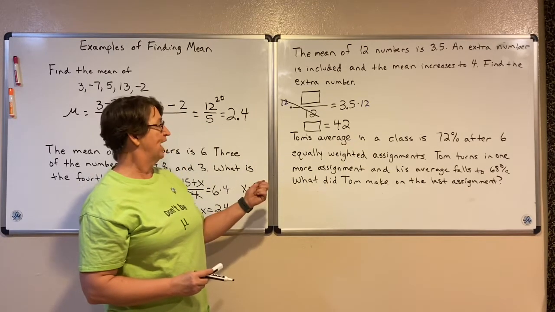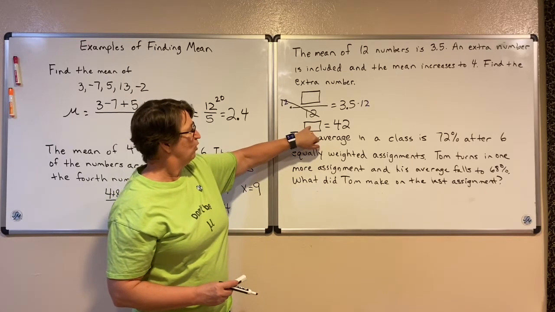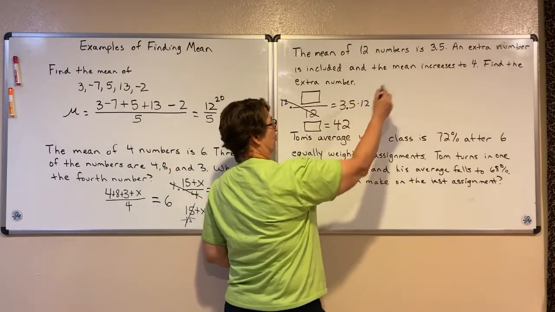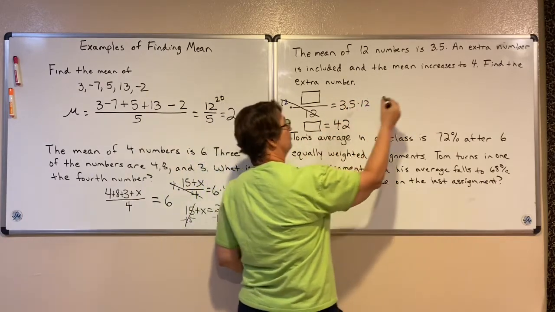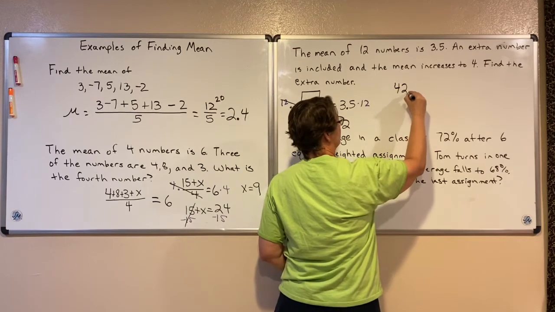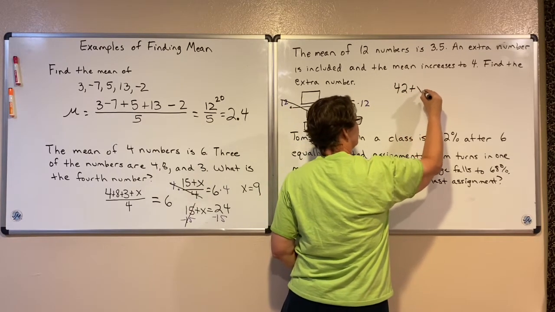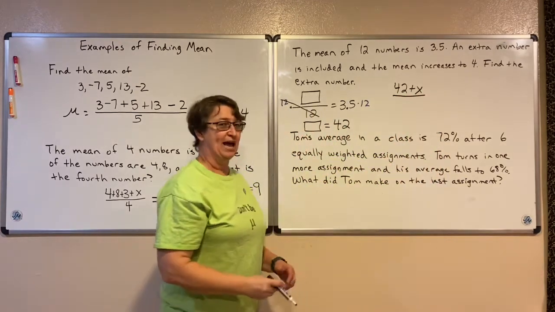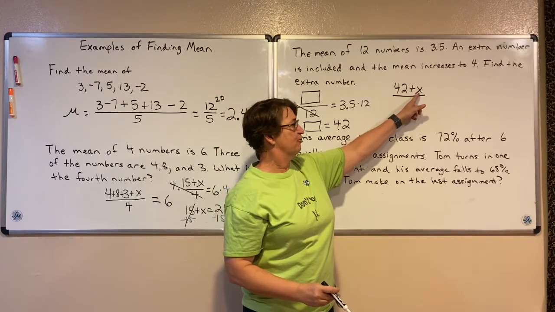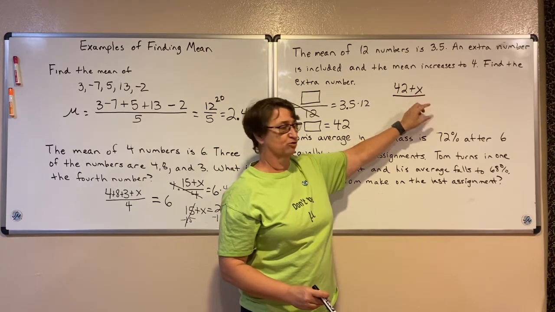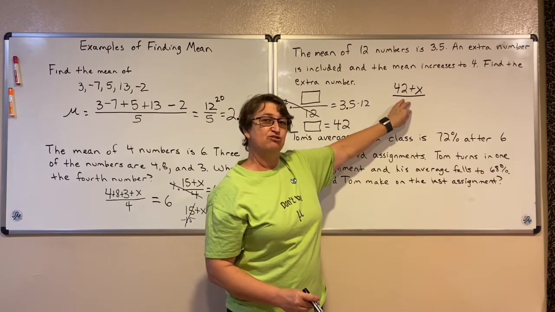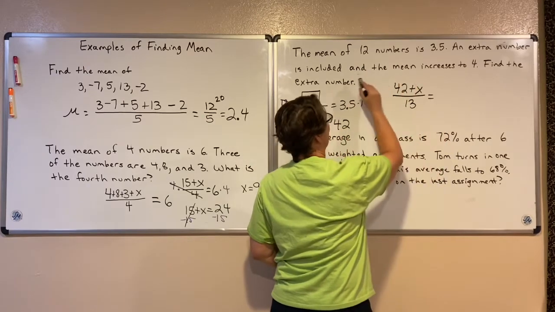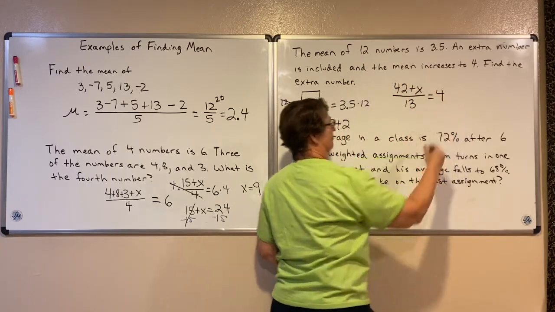Now, what we're going to do next is, now we know what those 12 numbers add up to be, we're going to add another number in. So we add up 12 numbers and they add up to be 42. We're going to add another number to that. And how many numbers then do I have? Well, if I had 12 and I add another number to it, I now have 13 numbers. So when I find the mean of these 13 numbers, I need to divide by 13. And it tells us that the mean is now 4.